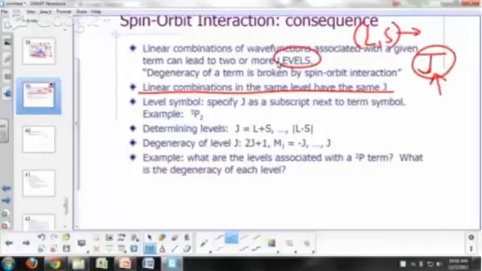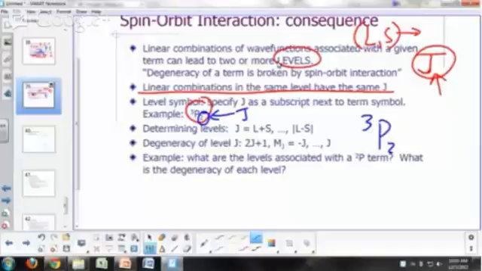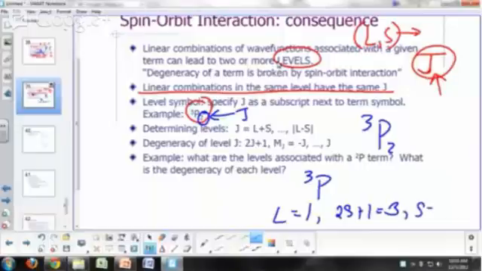So for a triplet P, for example, a particular level might be something like triplet P2. So this 2 right here, the number down here, that's your J level. Okay, so if I have a triplet P2, let's just clarify this. This comes from a triplet P term. What is our L? L is 1, and 2S plus 1 is 3. It's a triplet, so therefore S is equal to 1. Okay? So if it's a triplet P2, this is a particular quantum state that has J equals 2.